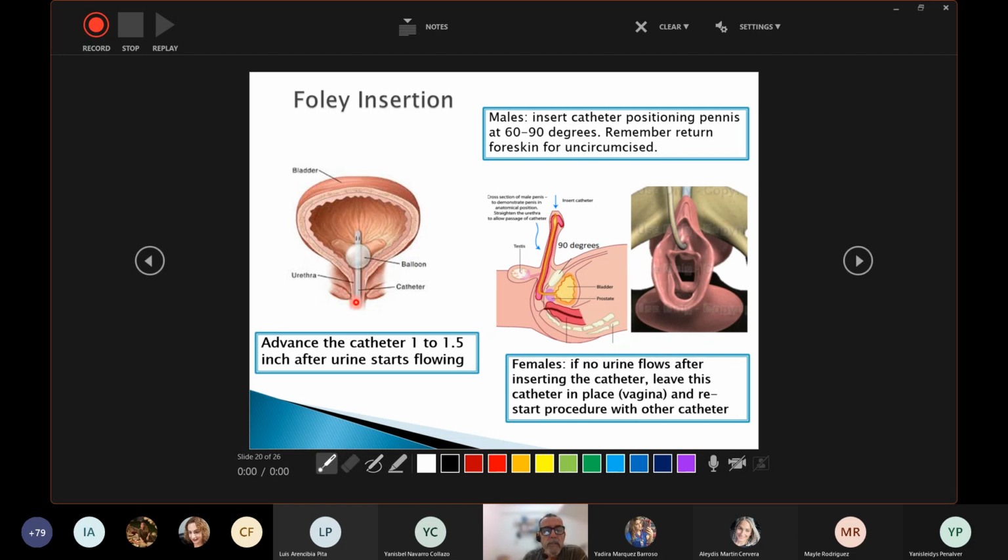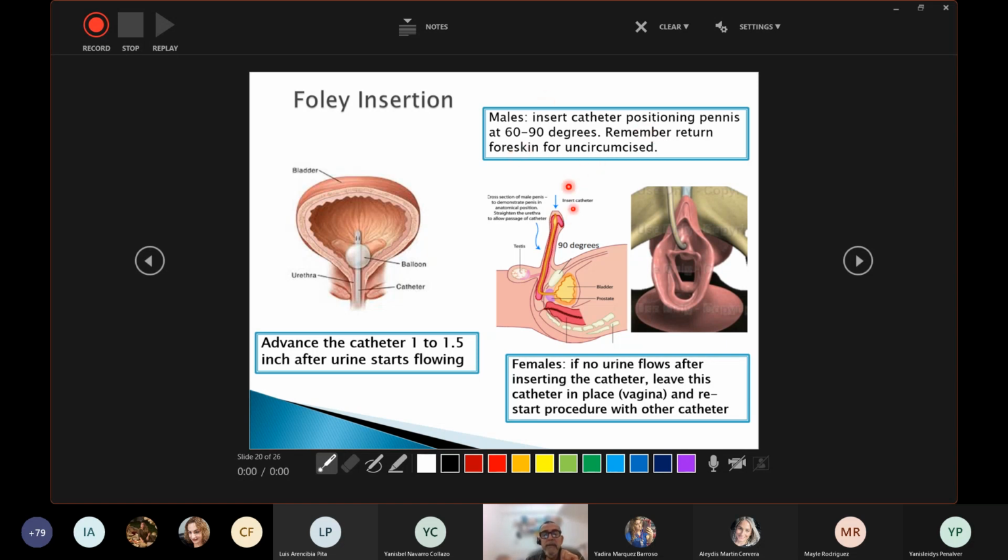First, when you introduce a Foley, in males or females, at the moment that the tip of the Foley enters the urinary bladder, you see urine coming out the other side. Please don't consider that the whole Foley is inside the bladder at this moment. You need to introduce 1 inch or 1.5 inches deeper before inflating the balloon. If you inflate the balloon when you first see the urine, it will be inside the urethra and produce unnecessary trauma.